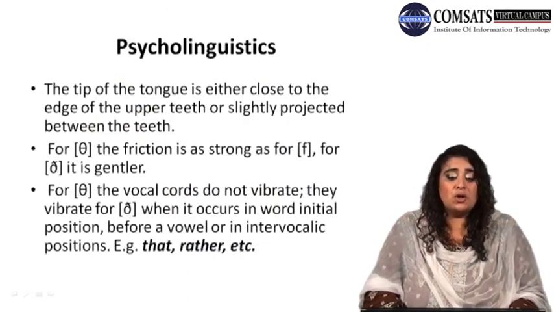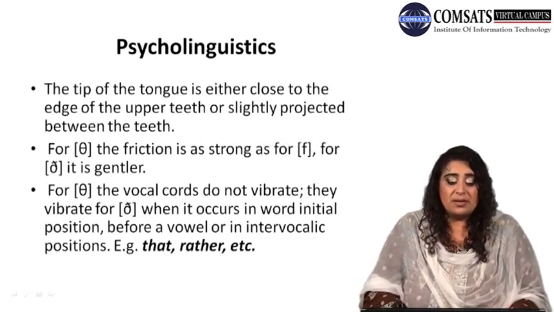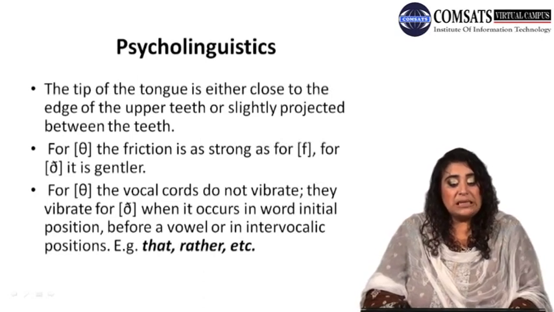So the tip of the tongue is either close to the edge of the upper teeth or slightly projected between the teeth. Now the friction is as strong as for F, and for the other sign it is gentler. Now for the vocal cords, they don't vibrate for one, they vibrate for this sign when it occurs in word initial position, before a vowel or in an intervocalic position. For example, that, rather, etc. So that would be the TH sound.